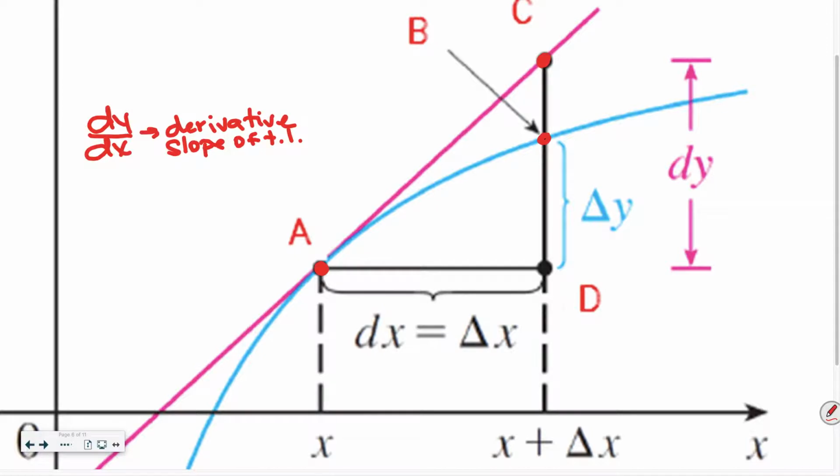dx and delta x are always going to be the same. The difference comes with the change in y and dy. The change in y is the actual change in y, but dy is that change along the tangent line. That's calculating the slope on the line.